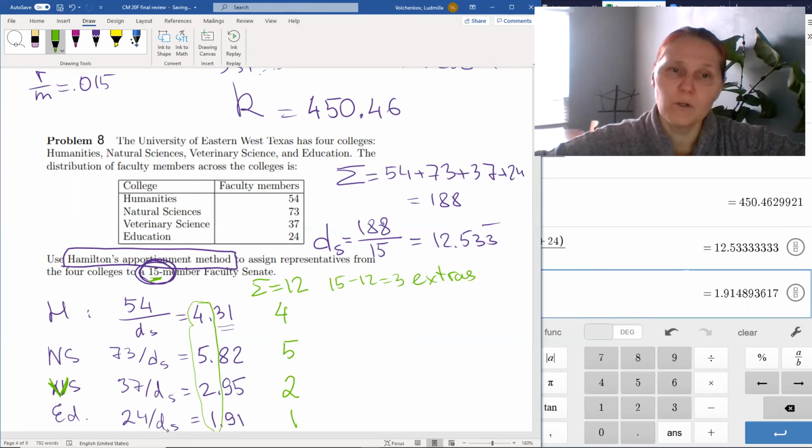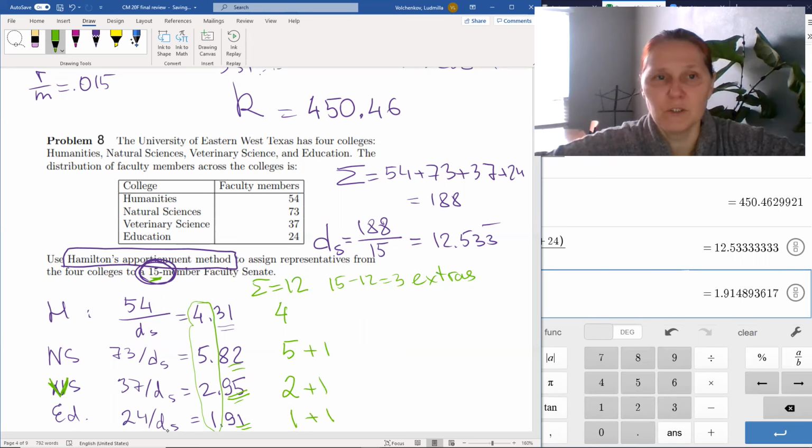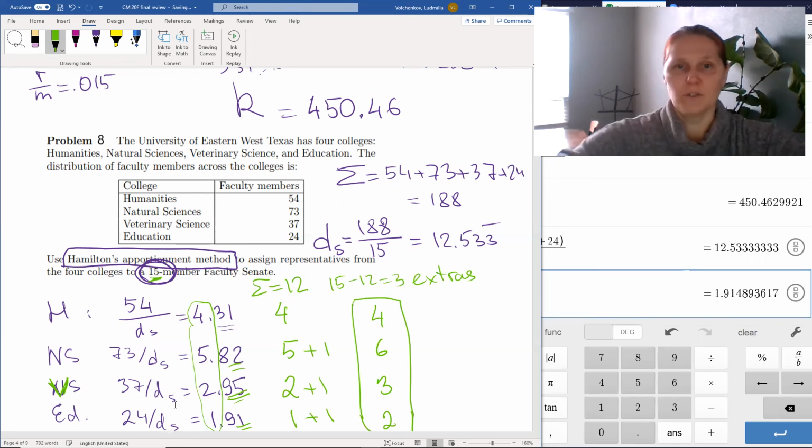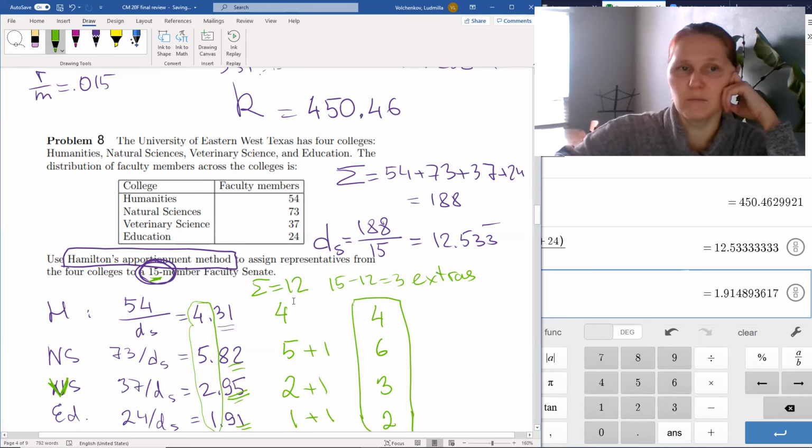And they will go to the colleges with a greater decimal part. So the first goes to veterinary science with 0.95, the second goes to education with 0.91, and the third goes to natural sciences with 0.82. The final distribution will be 4, 6, 3, and 2. If you add them together, they're exactly 15. So this is the apportionment according to the Hamilton method.